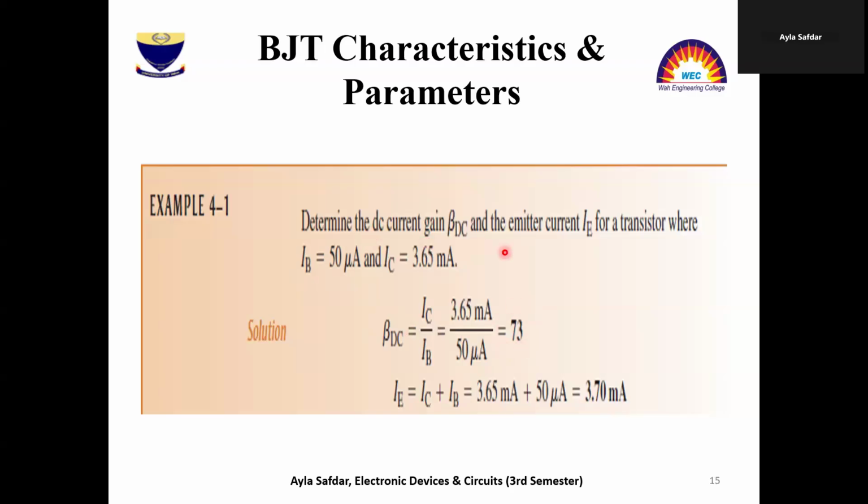Okay, the next thing we need to find is the emitter current, which is IE. As we have learned earlier, IE is simply the sum of collector current and the base current. So we will use this formula, IC plus IB, and we add the 3.65 milliamperes to the 50 microamperes, and you will get 3.7 milliamperes. You can see that it is quite near to IC, but a very small amount more. Base current is very small. It is normally in microamperes. So you can easily find the emitter current and the beta DC using these formulas.